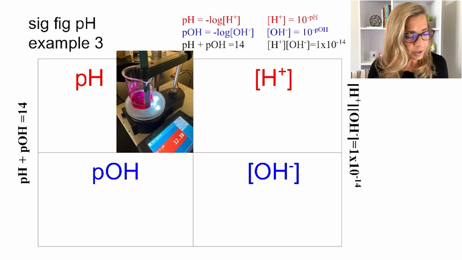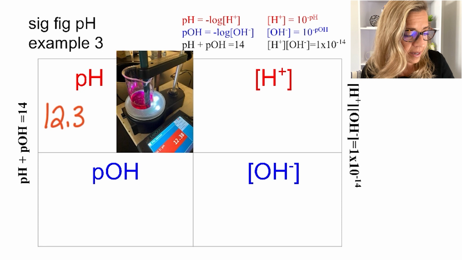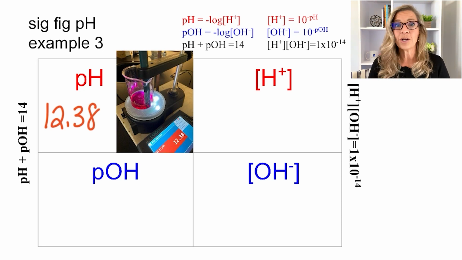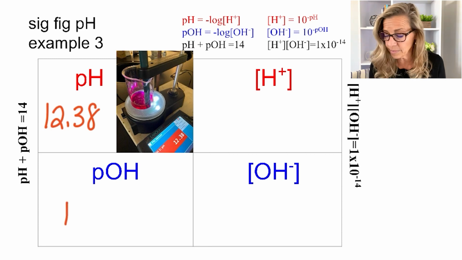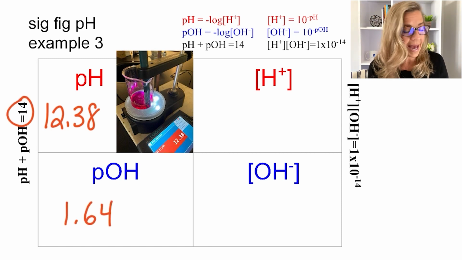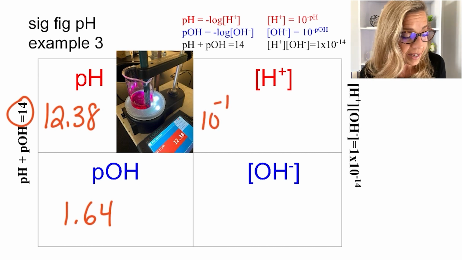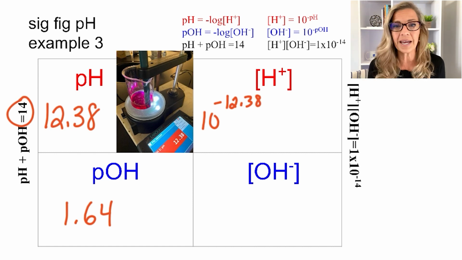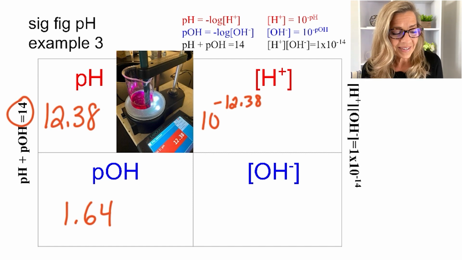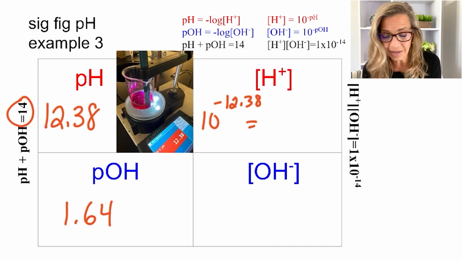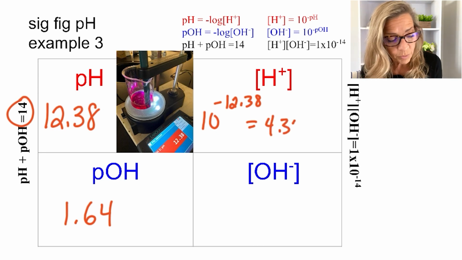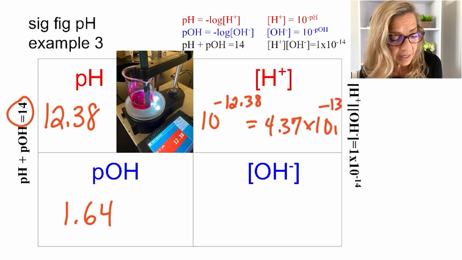What if we don't have whole numbers? We can handle this. This happens to be a titration that I did. I've got a pH of 12.38. Really, really high, right? So this is going to be very concentrated in hydroxide. Let's get the easy one first. The pOH is 14 minus that, 1.64. Remember, they add up to 14. Now, how do we get the hydrogen ion concentration? 10 raised to the negative 12.38. Do that in your calculator: 10, caret, negative 12.38, and you're going to get a number. We can't leave it like this. It's 4.37 times 10 to the minus 13th molar.